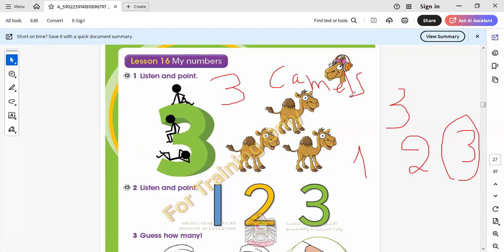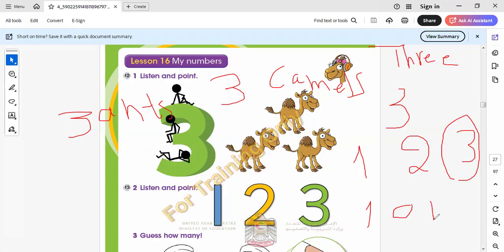Here we have 3 ants. We can write it as numbers, and we must also know how to write it in letters like this. This is called 3, written like this. So how do I write 1 in numbers and letters? 1 is written like this. This is called 1. Here we have 3 written like this.